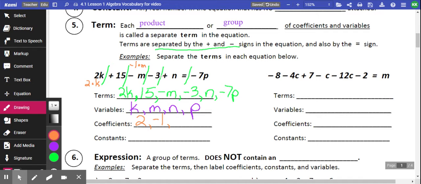Negative 3 does not have a variable. Positive N, once again, there's a 1 hidden there. So that's 1 times N. So N's coefficient is 1. And my last coefficient is negative 7, because that's negative 7 times P. So my last coefficient is negative 7.